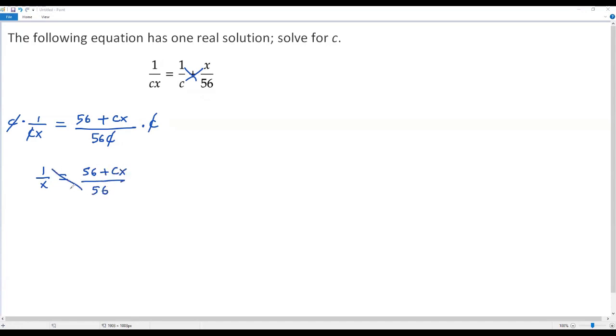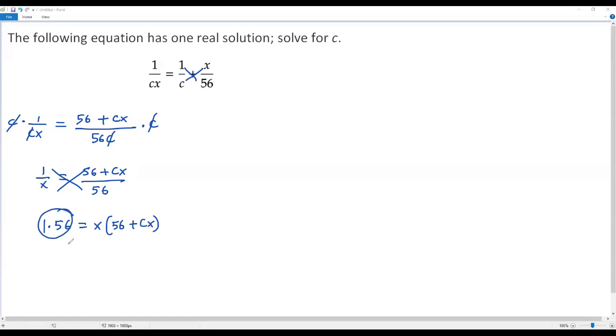Okay, now we can do cross multiplication over here. That is, the numerator on the left side has to be multiplied by the denominator on the right side, and the numerator on the right side has to be multiplied by the denominator on the left side. Then I'm getting 1 times 56. Here, this numerator has to be multiplied by this denominator. Then I'm getting x times 56 positive cx.